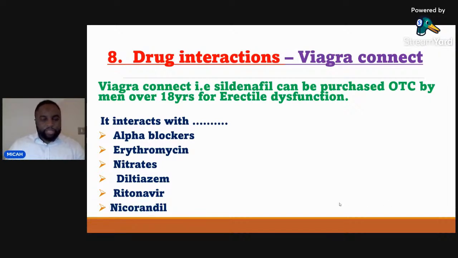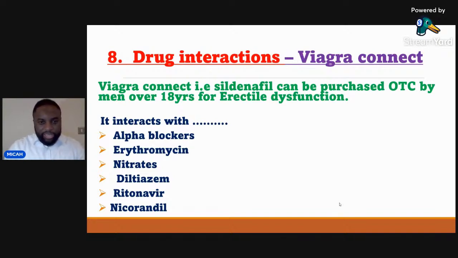Avoid it if the patient is taking erythromycin as well, which is a macrolide. Avoid Viagra Connect if the patient is taking erythromycin. Refer them to a doctor instead. Nitrates will do the same thing. Nitrates can also lower blood pressure. So avoid selling Viagra Connect to a patient who is taking nitrates.